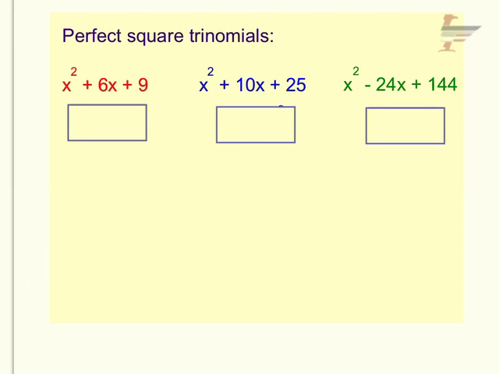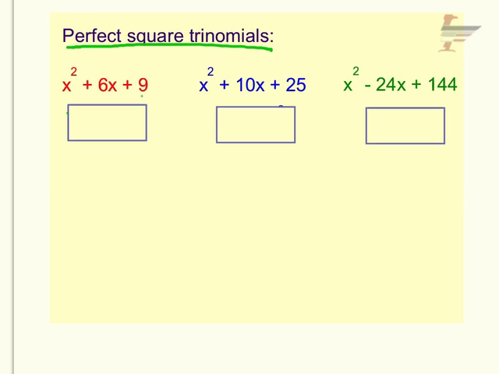The book likes to kind of lead you into what you do for completing the square, what the idea is. So we start with the idea of a perfect square trinomial. So here we have 3 trinomials. These are all in standard form, and basically we're looking to factor these. And so what do these look like in factored form?